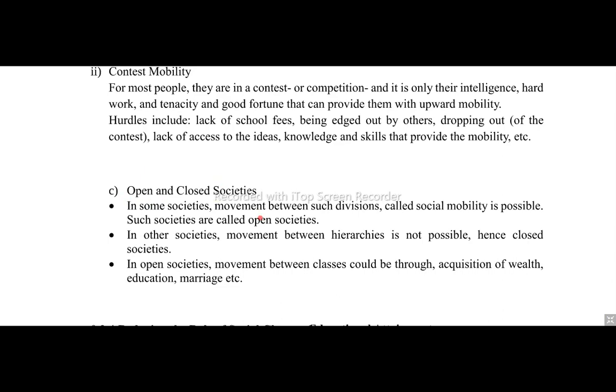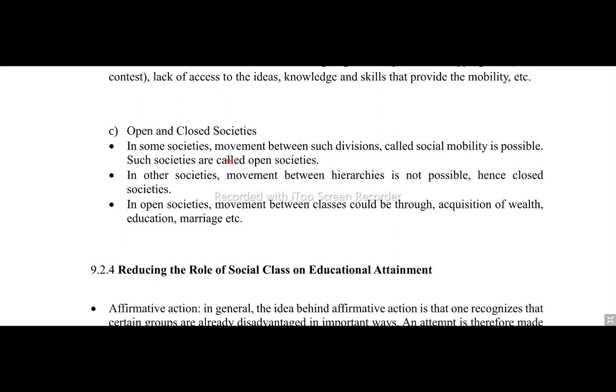C, open and closed societies. In some societies, movement between such divisions called social mobility is possible. Such societies are called open societies. Movement between such divisions, that is lower class, middle class, upper class. So when there is such, we call it open societies. In other societies, movement between hierarchies is not possible, hence closed societies. So we have such closed societies.